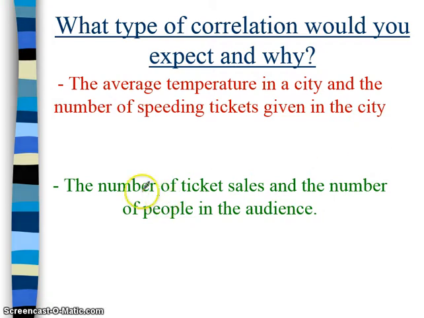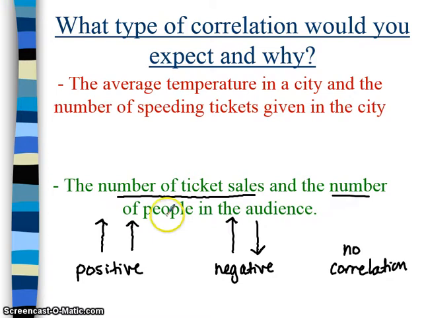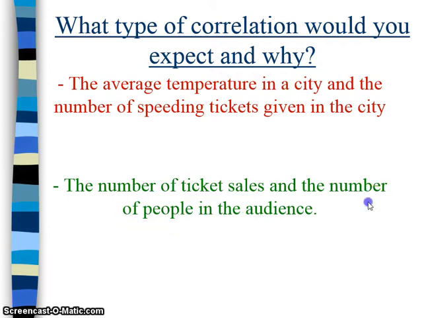Let's look at another situation. The number of ticket sales and the number of people in the audience. So do they both increase together, which would be positive correlation? Does one increase and the other one decrease? That would be negative correlation. Or is there no correlation? There's no link between these two. So the more tickets that we sell, the more people that will be in the audience. Is that true? The more tickets you sell, the more people that will be there? Yes, that is true. So this is a positive correlation because the more tickets we sell, the more people will be in the audience.